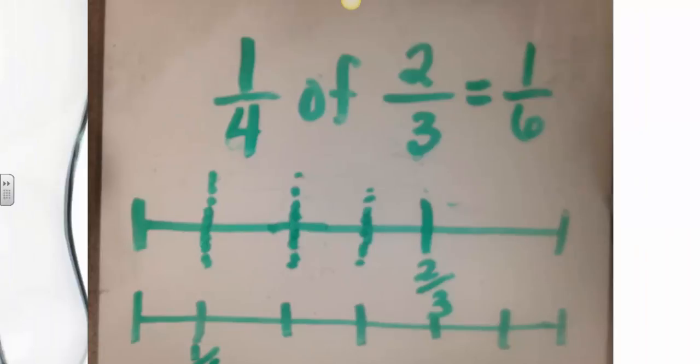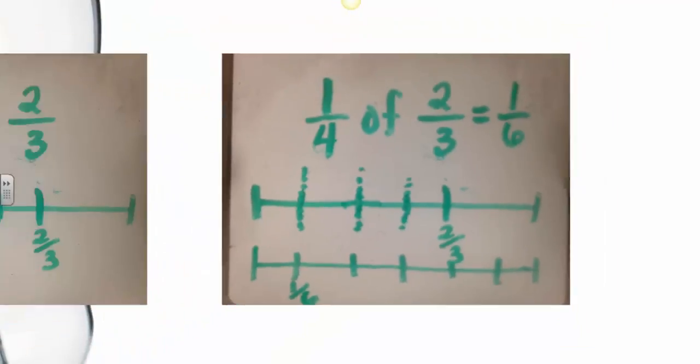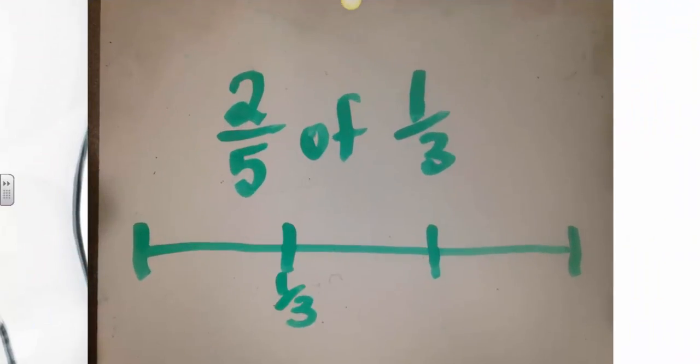Using the double number line, we are able to find equivalent values and separate the number line into equal parts. 1/4 of 2/3 is equivalent to 1/6. Taking it a step further, let's look at finding more than a unit fraction. What do you notice about this problem? Do you think it would change your strategy at all?